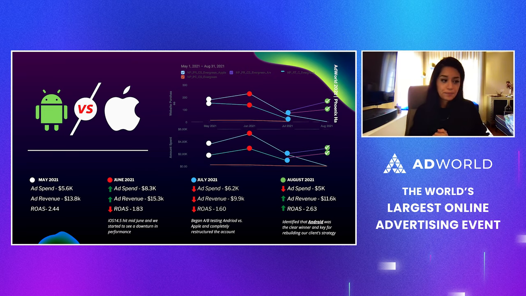So Android, Apple, A/B test aggressively, do it in our experiments. What are we gonna see?